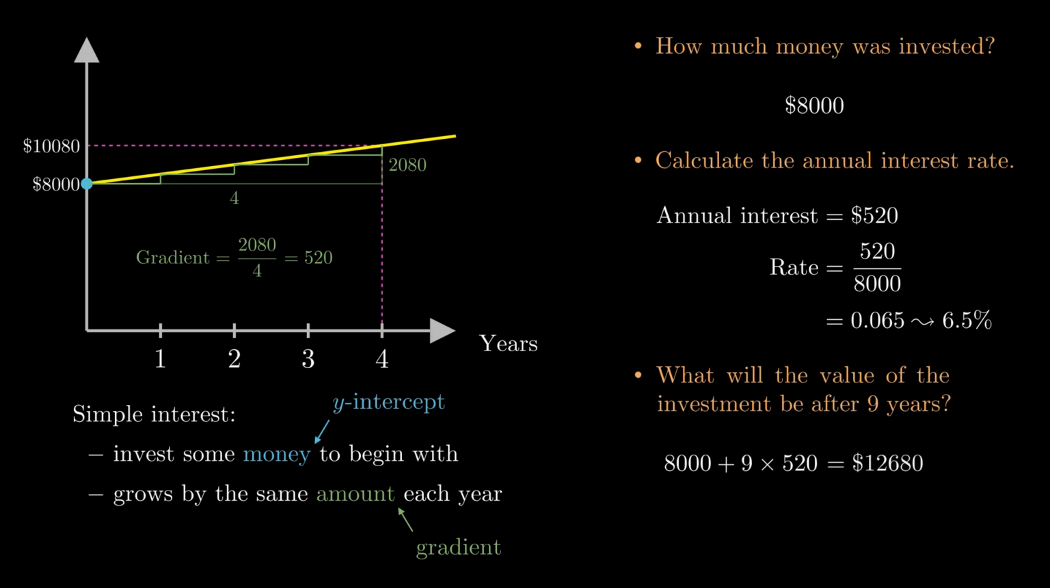And we get $12,680. Okay, now if we wanted just the interest, we would just take the 9 times 520. But if we want the final value of the investment, it'd be this $12,680. So that's how we navigate simple interest graphs.